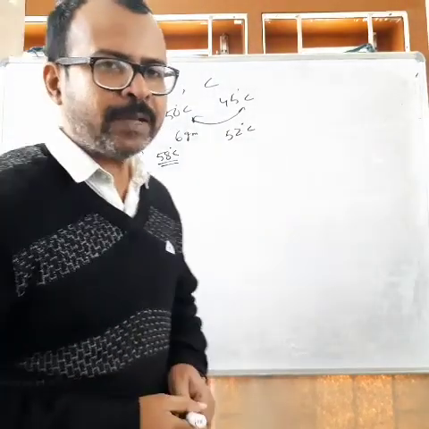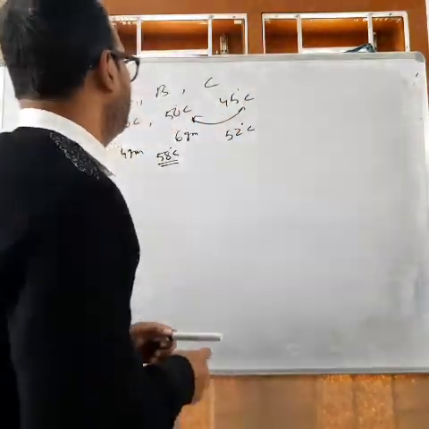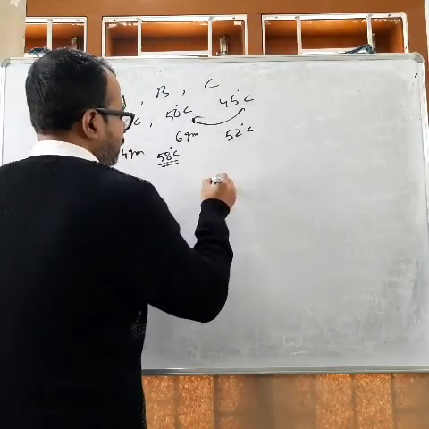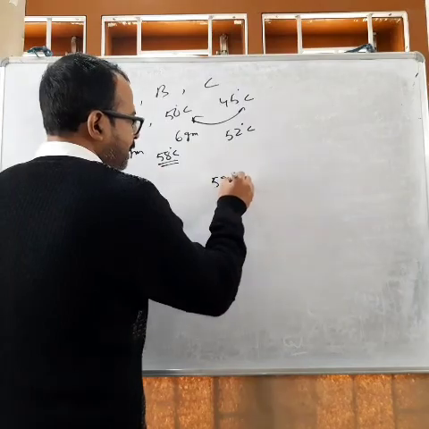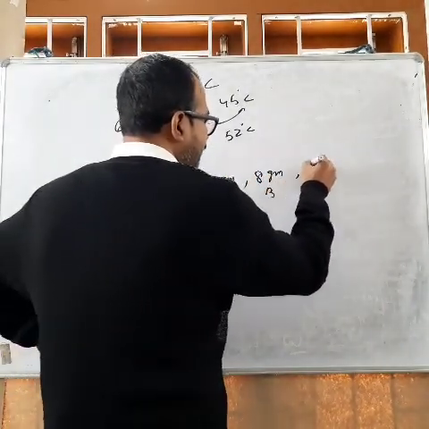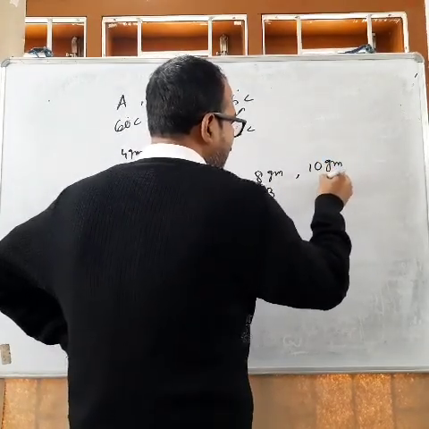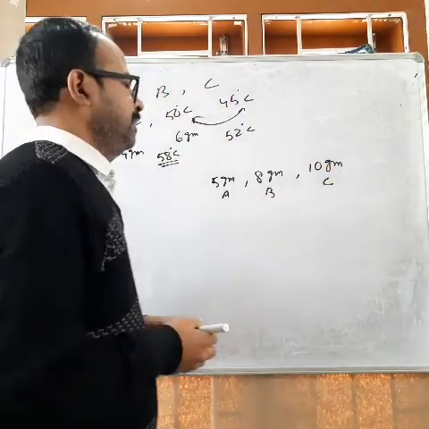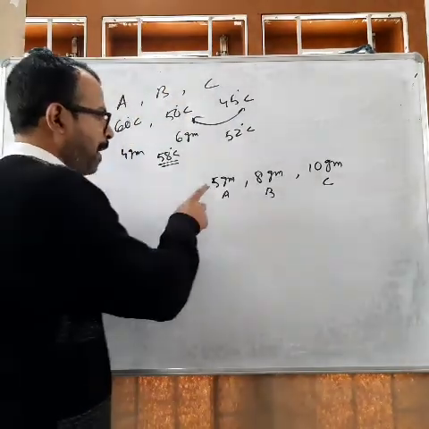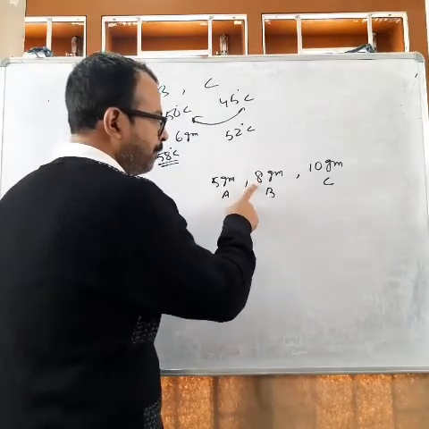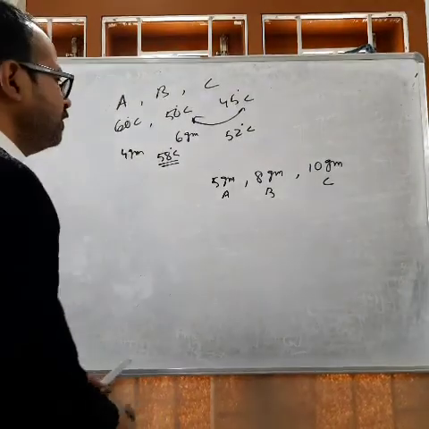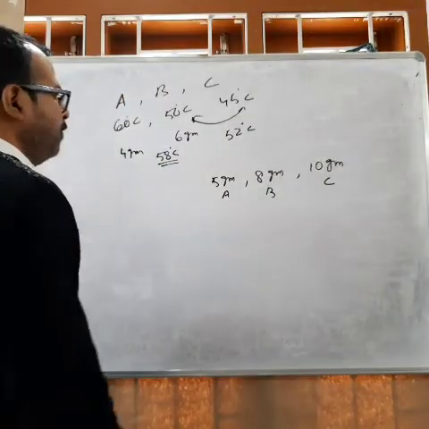Find the temperature of the mixture if 5 gram of A, 8 gram of B and 10 gram of C are mixed. So this is the question we should solve.